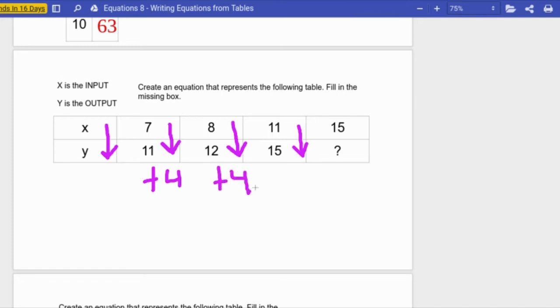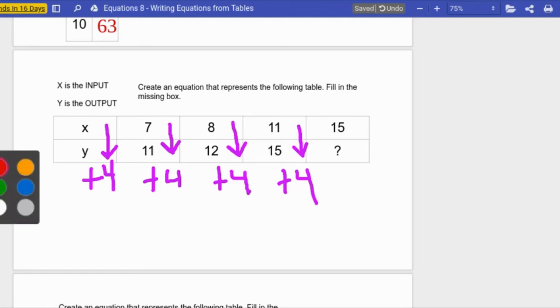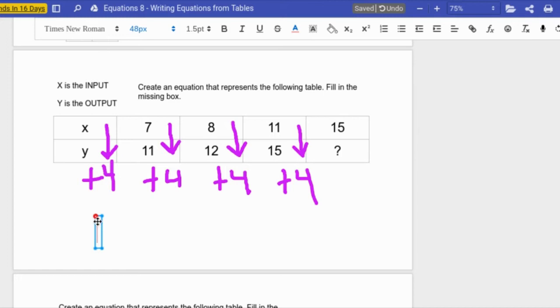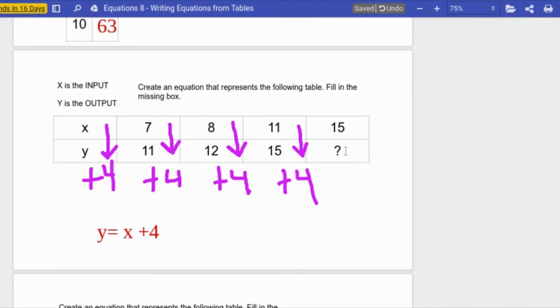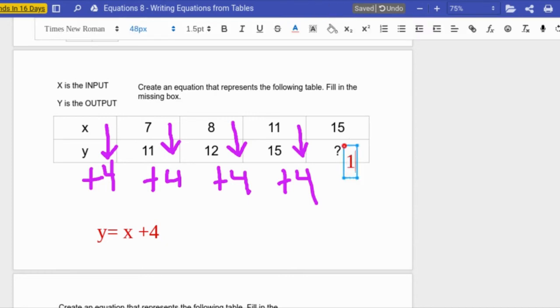Now last year when you did this, you would have just written add 4. My rule is to add 4. But now we're in 6th grade, we're a little bit more advanced. We're going to use our algebra skills and we're going to actually write the equation. What am I adding 4 to? I'm adding 4 to my x to get my y. So I'm going to write y equals, which is my output, x plus 4. Whatever I put in for x, if I add 4 to it, I will get the correct y. So the box that I should be filling in here, 15 plus 4, is 19. So my missing number would be 19.